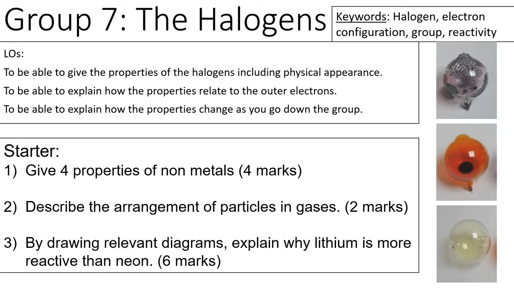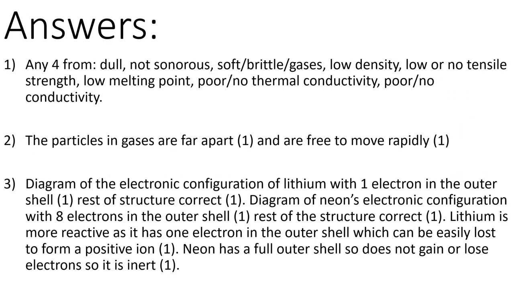Okay, now this last one. By drawing relevant diagrams, explain why lithium is more reactive than neon. What we're getting at is we're looking at the electronic configurations, showing that neon has a full outer shell, so it doesn't like to gain or lose electrons, whereas lithium has that 1 electron in the outer shell that it really likes to get rid of. So let's see how we can word that fantastically and what our diagrams should look like.